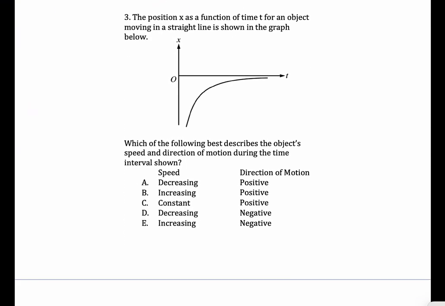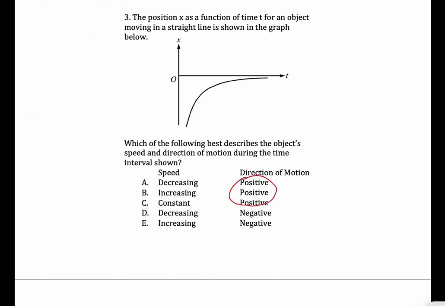And one last question before we take a break. We have a graph of position versus time, and we need to find what is the speed, what is happening to the speed, and what's the direction of motion. The easy part is the direction of motion: since the inclination of the graph is positive, the direction of the motion is positive.